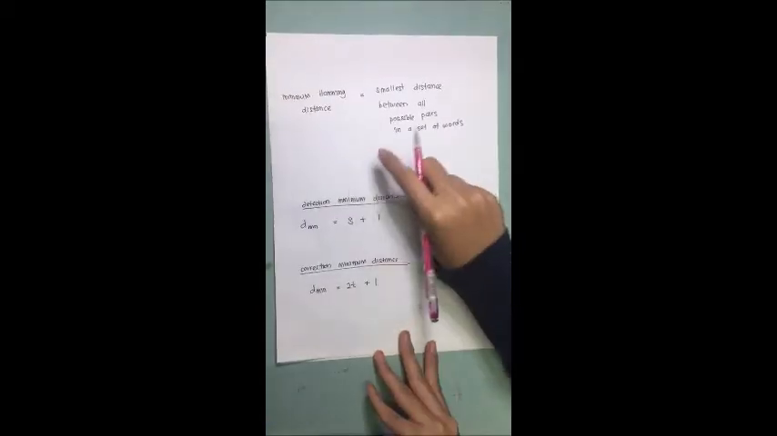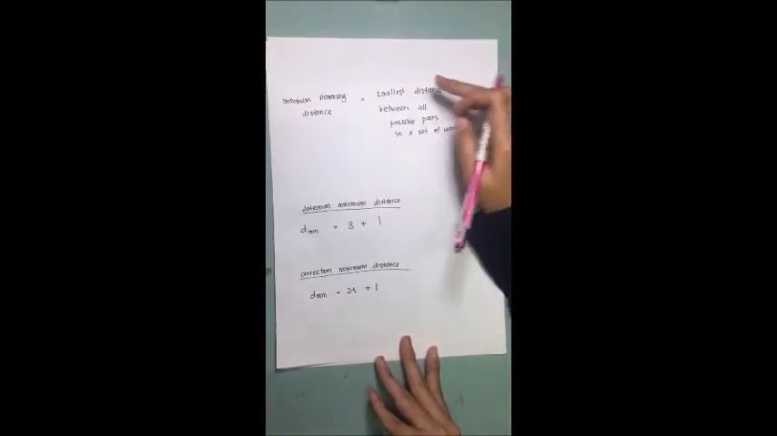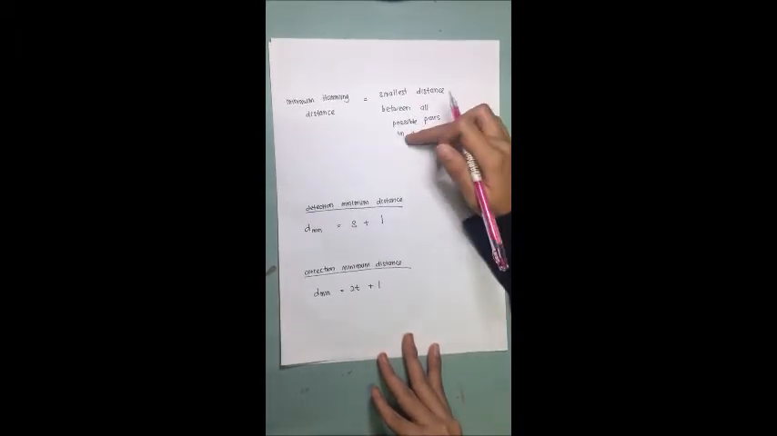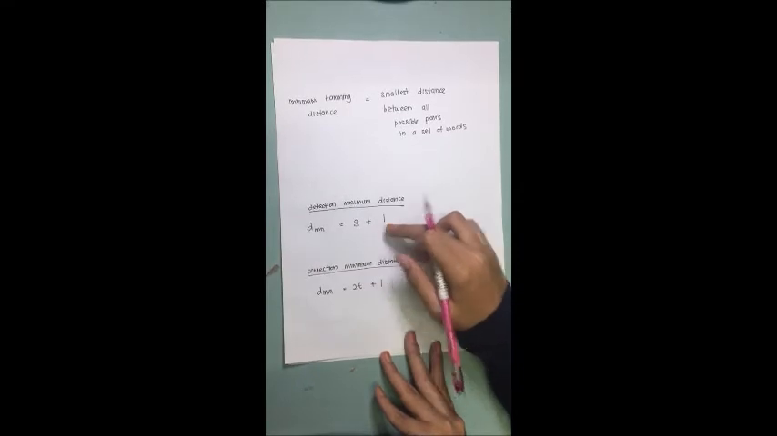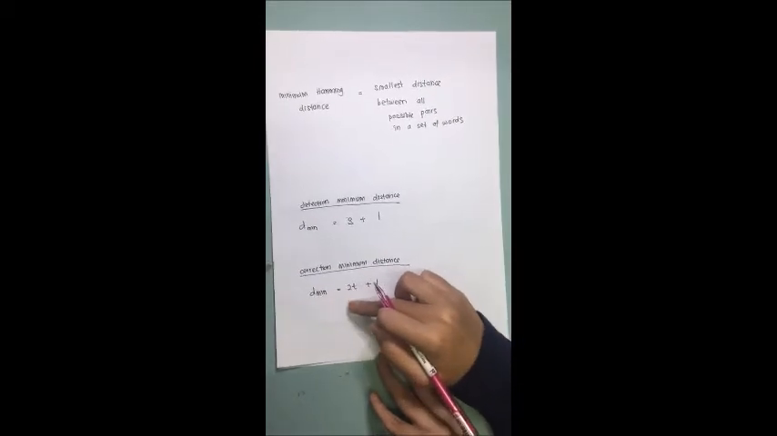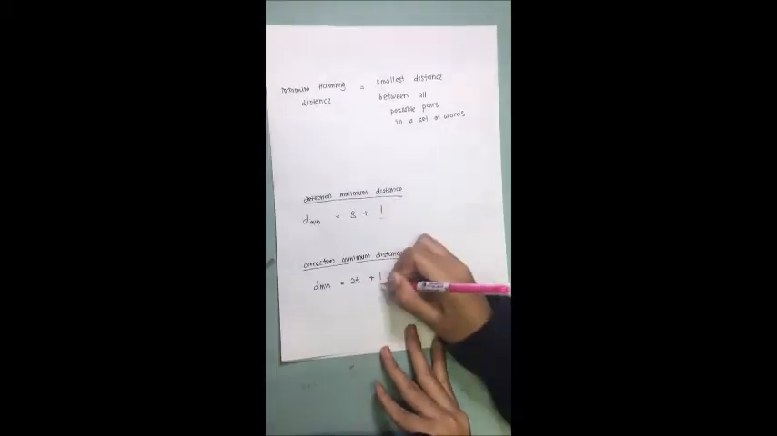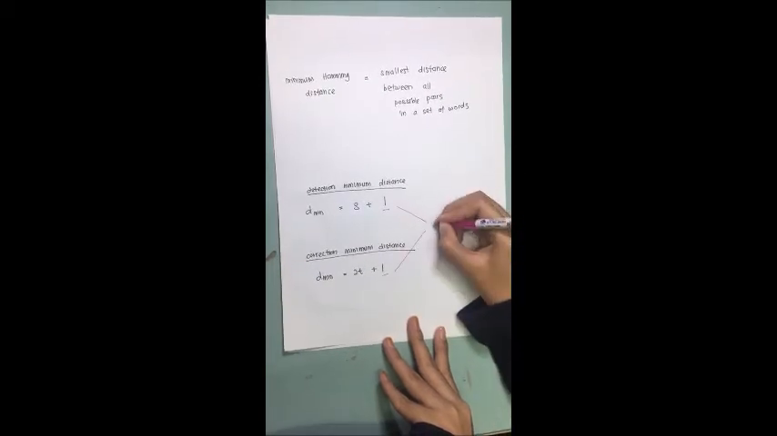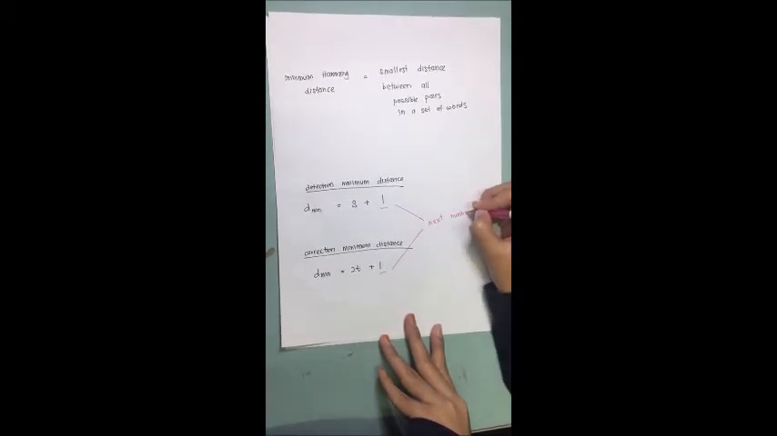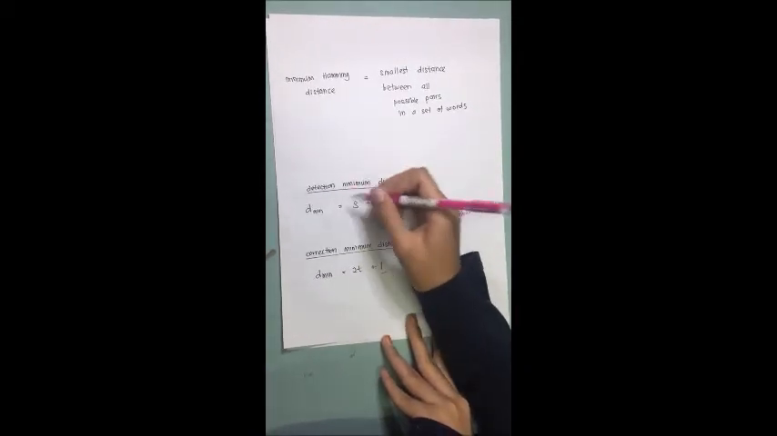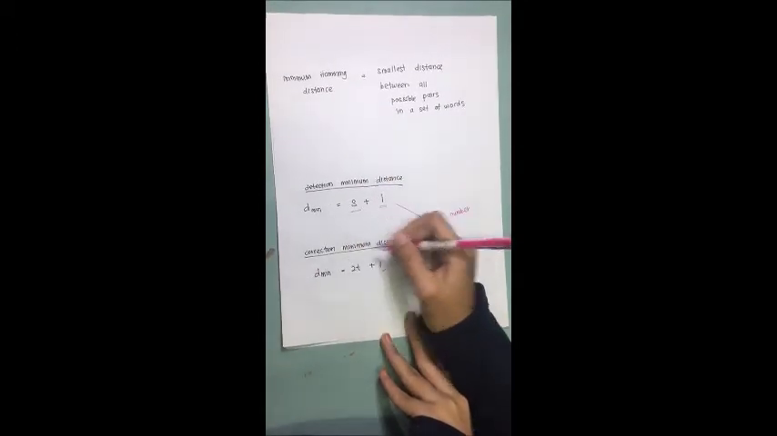The minimum Hamming distance is equal to the smallest distance between all possible pairs in a set of words. So we proceed with the formula. The formula for detection minimum distance is dmin equals s plus 1, while for correction minimum distance is dmin equals 2t plus 1. Plus 1 means the next number. For detection it is the next number after s, and for correction it is the next number after 2t. Okay.